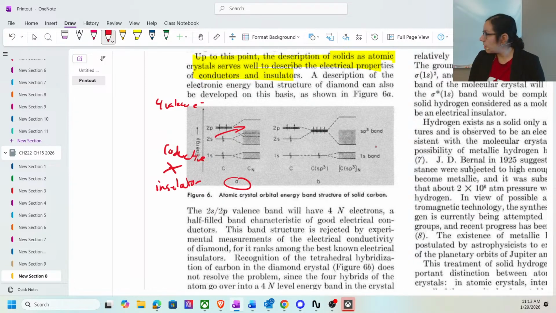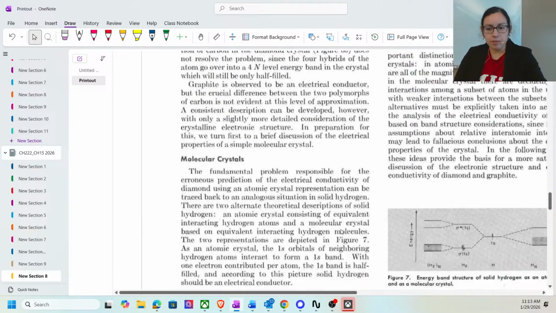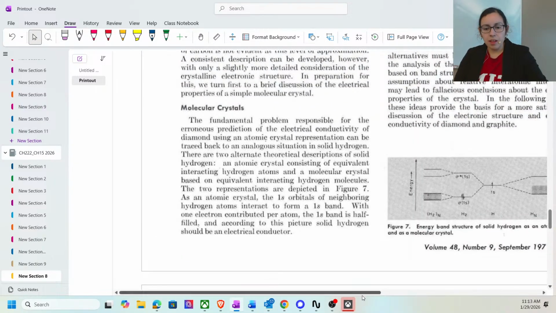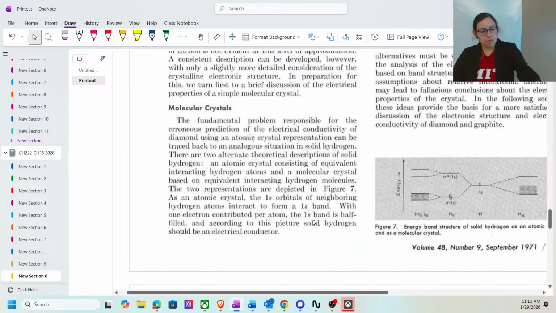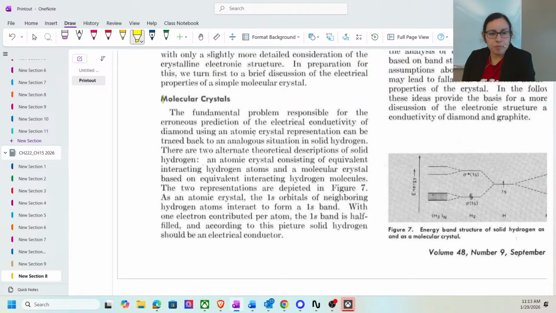So then you have these delocalized sp3. So these are all the bonding. This is formerly anti-bonding. They're still half filled. And so you still have this issue where it's suggesting that diamond is conductive when it's not. So, okay, now we're trying to figure out how we can approach this. And so then the switch is, okay, well, now let's consider whether we treat something as a molecular crystal or an atomic crystal.